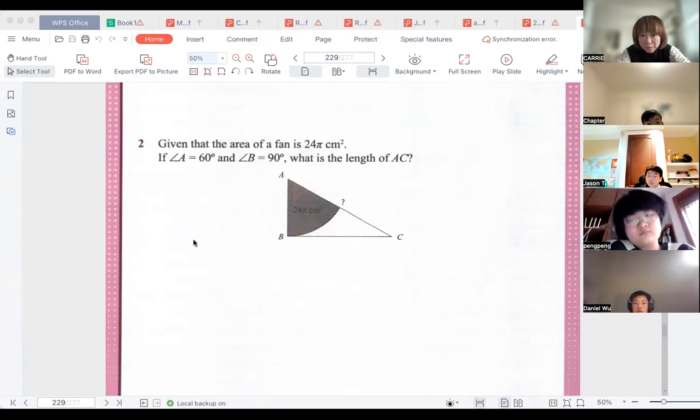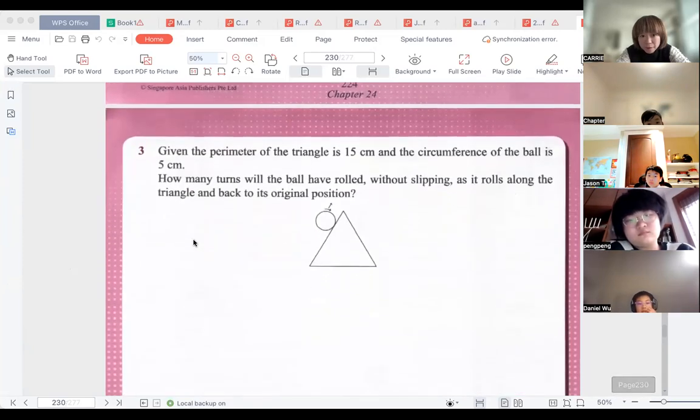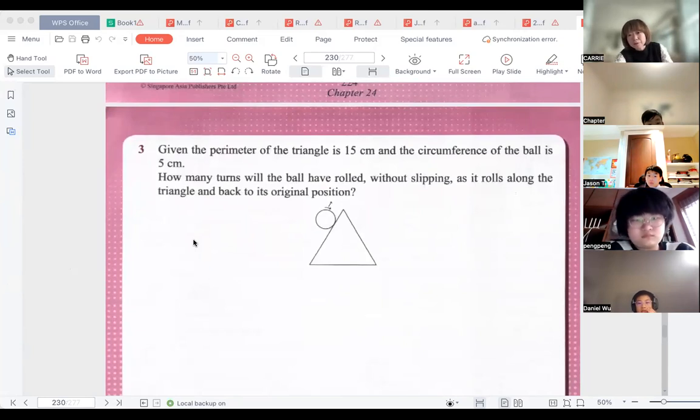You seem a bit confused, we'll look at this problem again in a while, okay? Given that the perimeter of the triangle is 15 centimeters, the circumference of the ball is 5 centimeters, how many turns will the ball have to roll without slipping and roll along the triangle back to the original position?